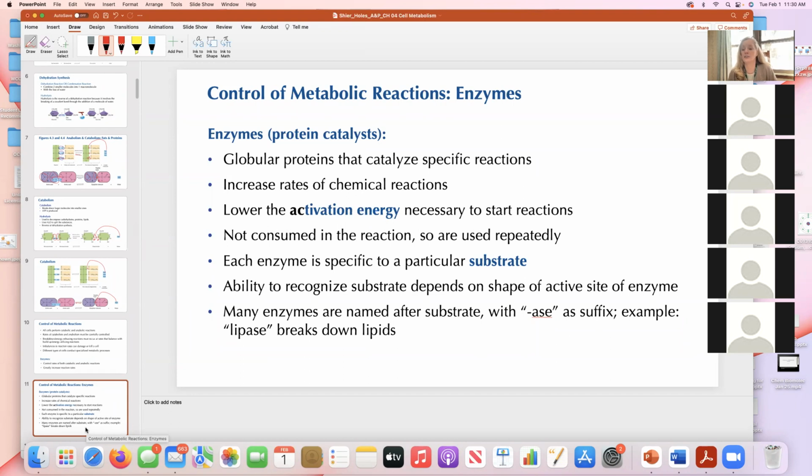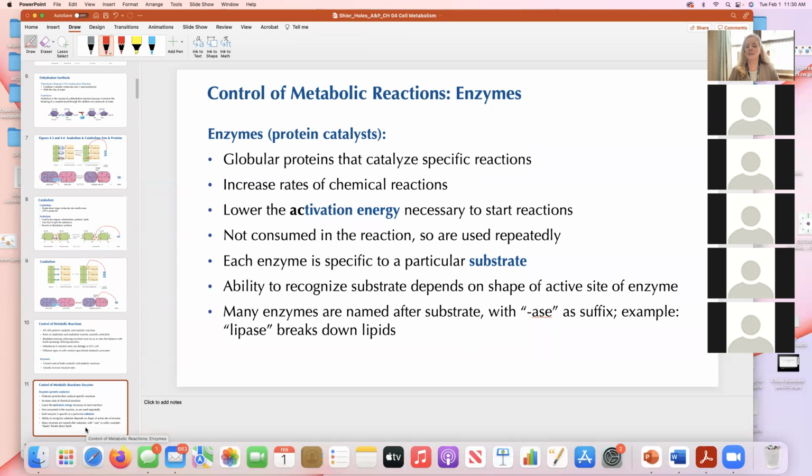So they're not consumed, they're used repeatedly. Each enzyme is very specific to a particular substrate. It's going to have the ability to recognize a substrate based on the shape of that protein of the substrate, and it's going to fit right into its active site in order to activate it. Kind of a lock and key, it has to be just exactly a precise fit.